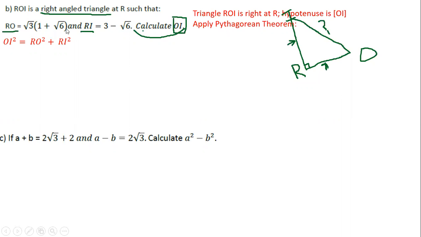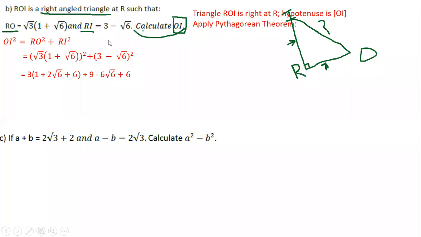This is RO, we square all of it. And we replace RI by the given measure, also squared. This square outside applies to the radical 3 and to the parentheses. Radical 3 squared is 3, and on the parentheses we apply the first remarkable identity: A squared plus 2AB plus B squared.